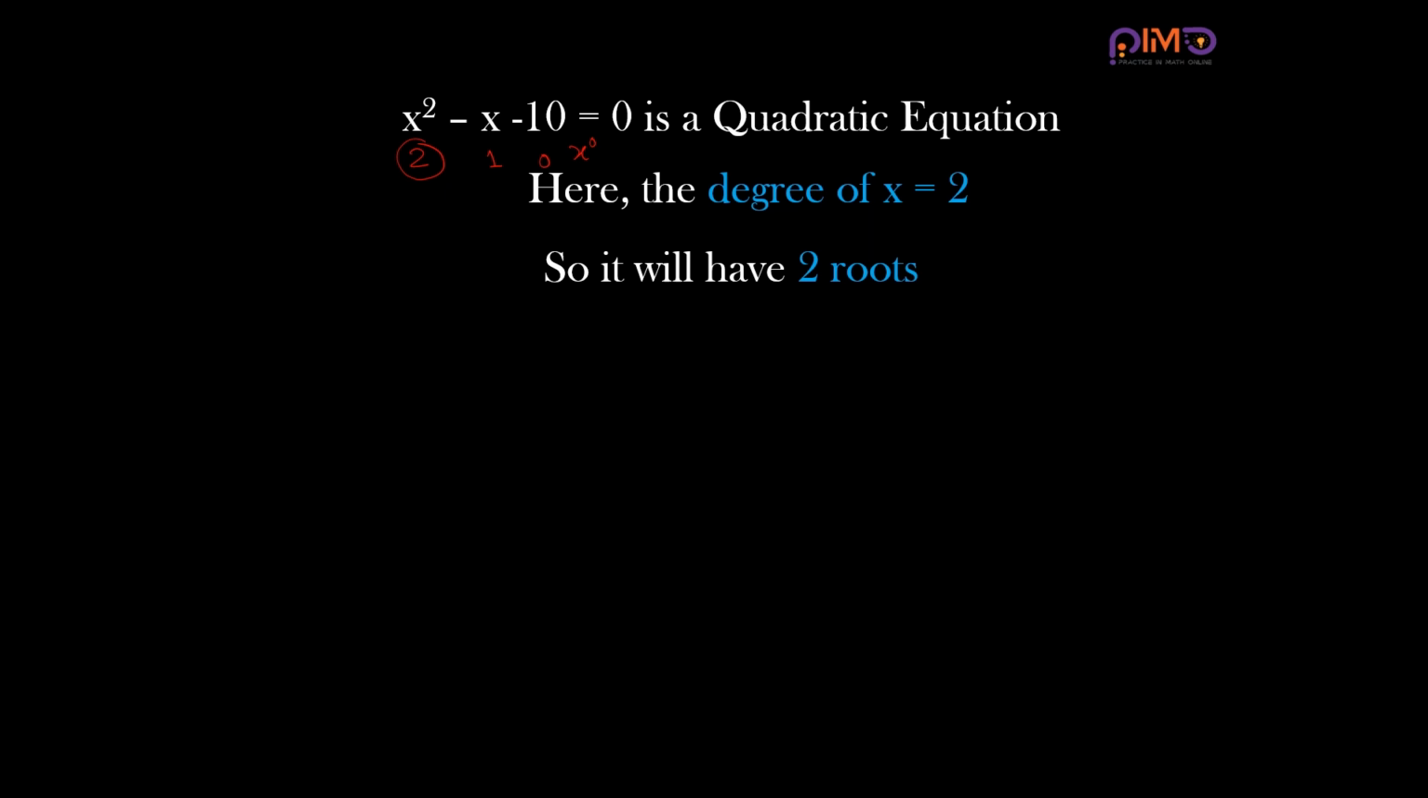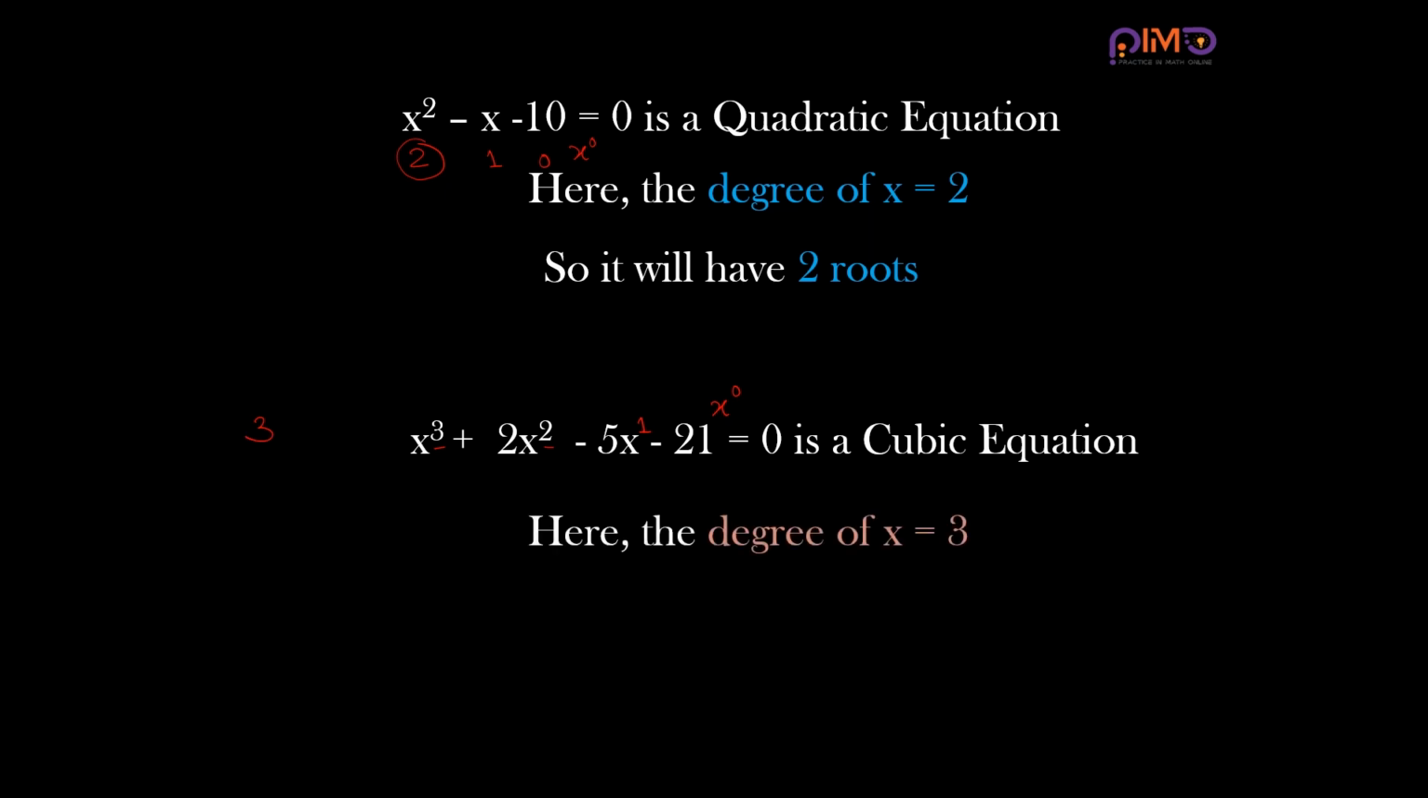Let's take one more example. x cubed plus 2x squared minus 5x minus 21. It is a cubic equation. In the first term, the power of x is 3. In the second term, the power of x is 2. In the third, the power of x is 1. And the last term is a constant again, so the power of x is 0. Out of all of these, the maximum power is 3. So the degree of x in this equation is 3. So it will have 3 roots.